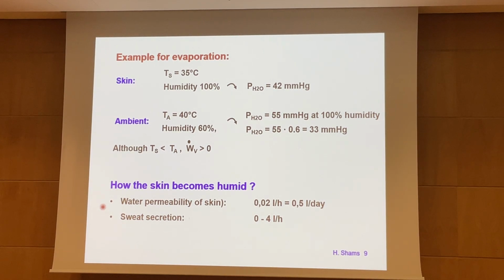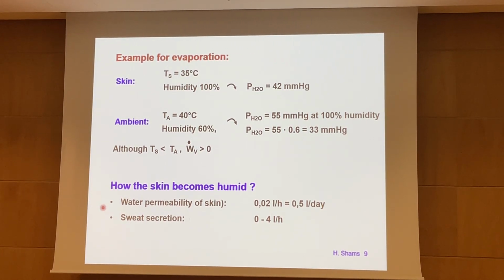And imagine all this sweat will be vaporized. Every liter will take 580 kilocalories. 4 liters, about 2,000 kilocalories in 1 hour. The whole BMR will be dissipated in 1 hour if you have maximal sweating. So powerful is this mechanism, sweating for heat dissipation.